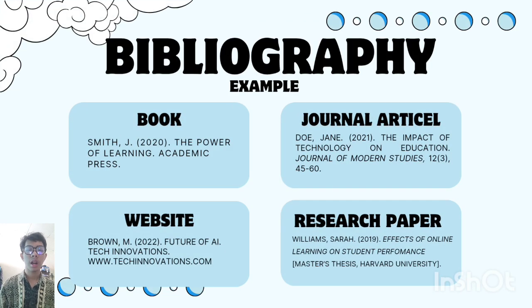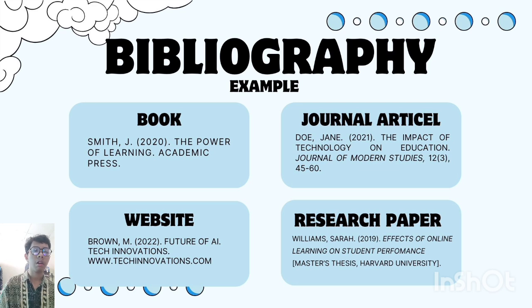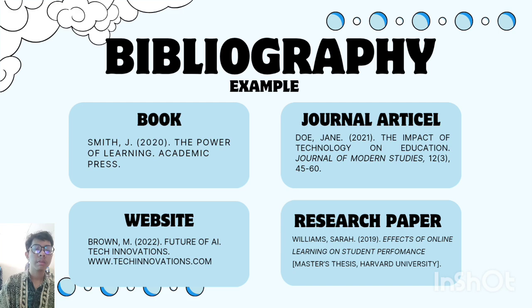So these are the examples of bibliographies. On a book: Smith J 2020. The title is The Power of Learning, and the publisher is Academic Press. For a website, as you can see at the end, there is the URL of the website, the journal article, and the research paper. Okay, let's go to the next slide.